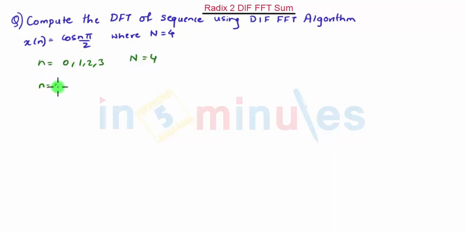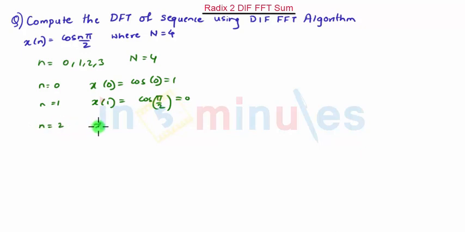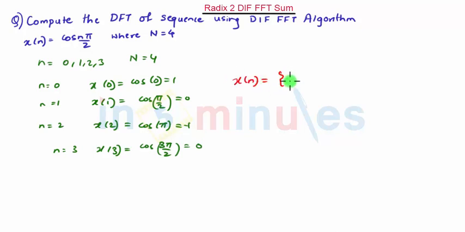Now when n is equal to 0, x of 0 is equal to cos of 0, that is 1. When n is equal to 1, x of 1 is equal to cos of pi by 2, that is 0. When n is equal to 2, x of 2 is equal to cos of pi, that is minus 1. And when n is equal to 3, x of 3 gives us cos of 3 pi by 2, that is 0. Now we can say that x of n is equivalent to 1, 0, minus 1, 0.